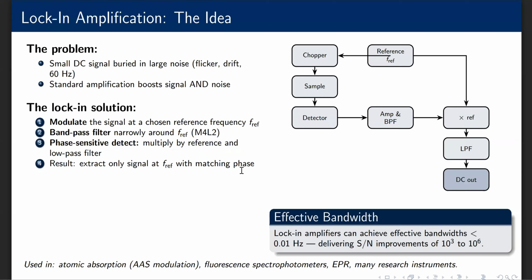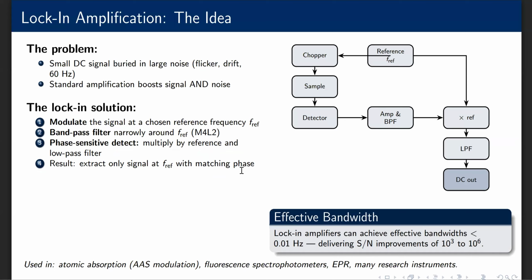Right. So lock-in amplification, what is it? Lock-in amplification is one of the most elegant techniques in instrumentation. Here's the concept. The problem is that you've got a tiny DC signal, but the DC region is full of flicker, noise, and drift. Amplifying it boosts signal and noise equally. The lock-in solution has 4 steps.